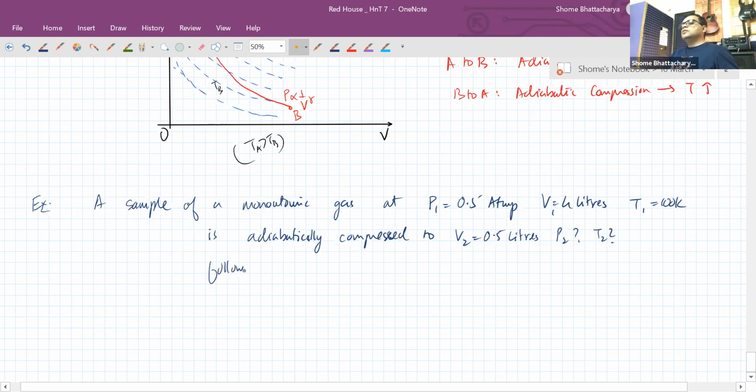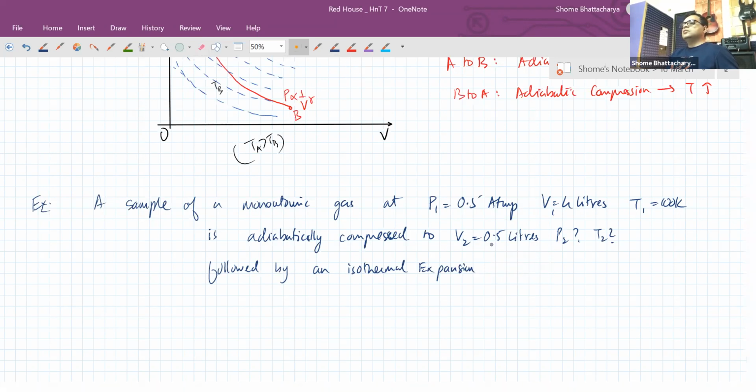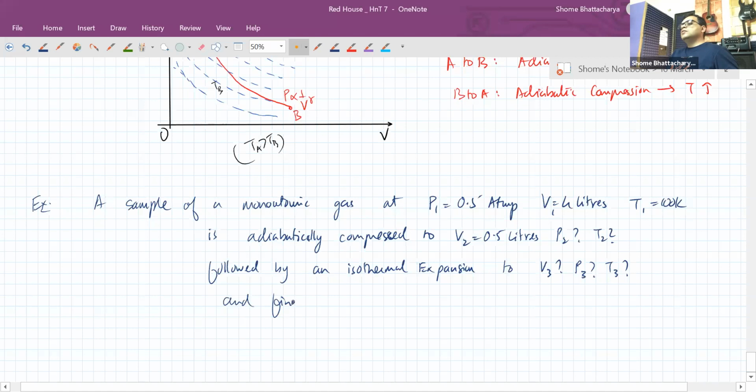followed by an isothermal expansion, oh sorry, followed by an isothermal expansion, and finally an isochoric process back to P1, V1, T1.